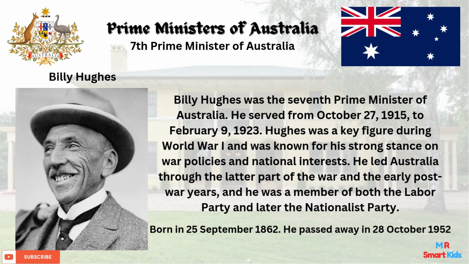Billy Hughes was the 7th Prime Minister of Australia. He served from October 27, 1915, to February 9, 1923. Hughes was a key figure during World War I and was known for his strong stance on war policies and national interests. He led Australia through the latter part of the war and the early post-war years, and he was a member of both the Labour Party and later the Nationalist Party. He was born on September 25, 1862. He passed away on October 28, 1952.